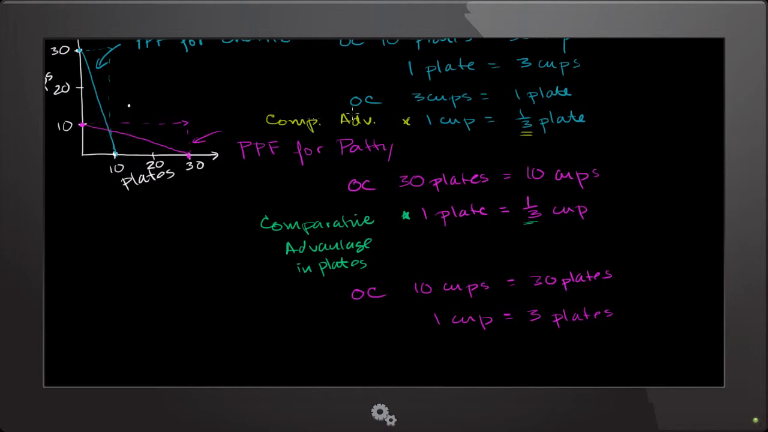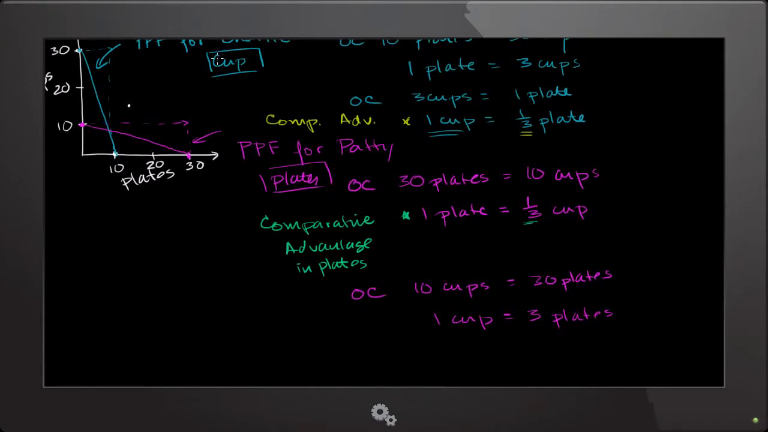So we've said that Charlie has a comparative advantage in cups. His opportunity cost of producing a cup is lower than it is for Patty. It's only 1/3 of a plate relative to 3 plates. So let's make him specialize in cups. And Patty, for the same reason, is going to specialize in plates.